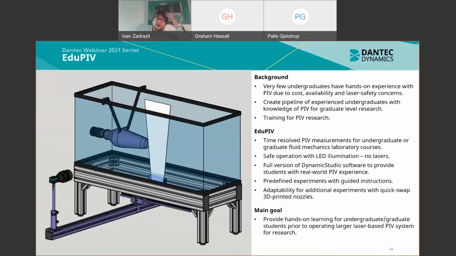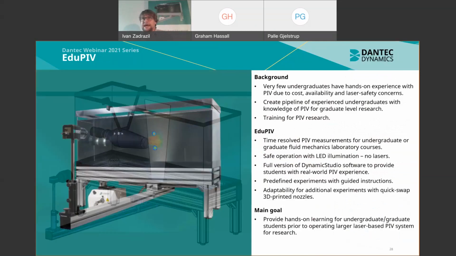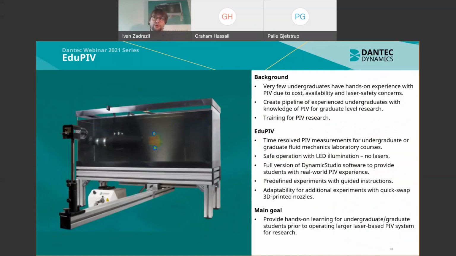So what is the background for Edu PIV? Well, in general, very few undergrads have hands-on experience with PIV due to cost, availability, and laser safety concerns. Because typically undergrad students in the country where I'm based, the United Kingdom, are not allowed to use class 4 lasers. So once they start working on their research projects as PhD students or postdocs, they don't really have any prior experience with this sophisticated technique. So the idea is to create a pipeline of experienced undergrads with knowledge of PIV, and also to use Edu PIV for training of even more experienced PIV users.